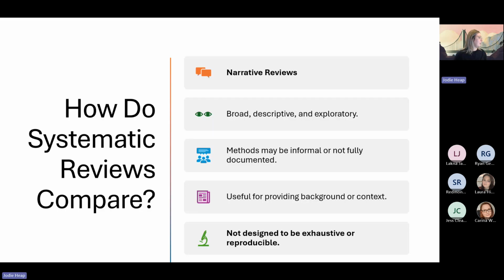Okay. So how do systematic reviews compare to other reviews that you might have done? For example, narrative reviews are really broad in their scope. They're heavy on description and typically quite exploratory. The methods may be informal or not even fully documented at all, and they're generally useful for providing background information or context to the research that we want to go on to do. They're not designed to be exhaustive or reproducible.